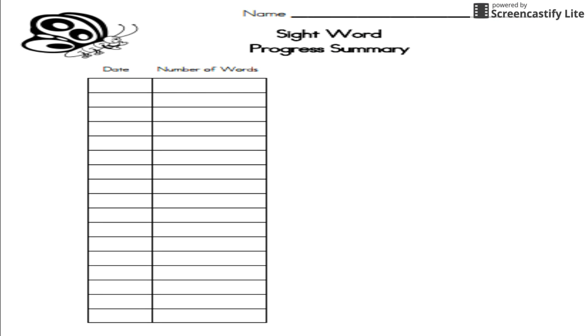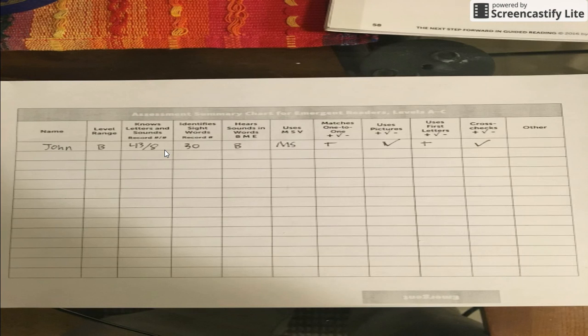Here's a little sight word progress summary sheet that I found that could be useful. You're just going to write in the day and the number of words that they got that day. So something a little interesting. So I went ahead and did a little assessment summary chart for emergent readers.